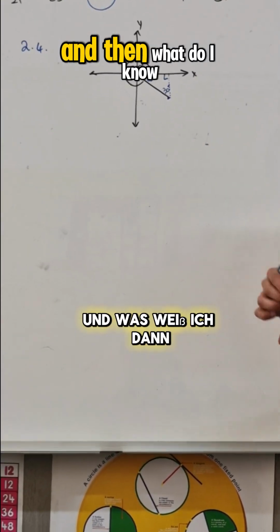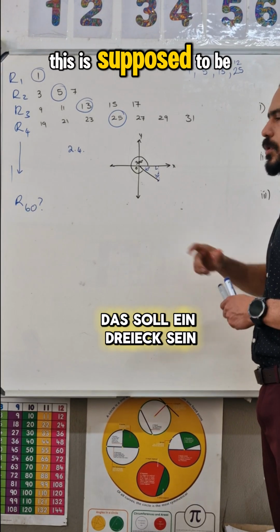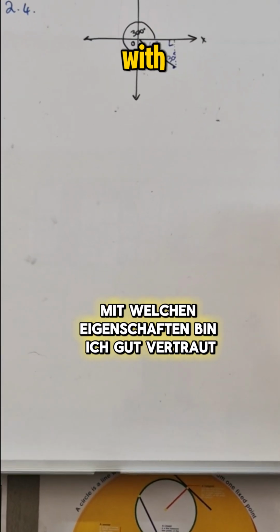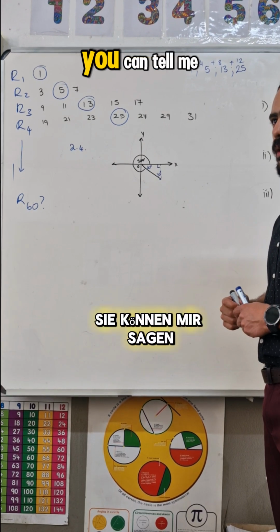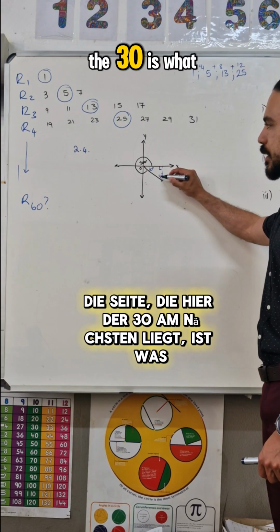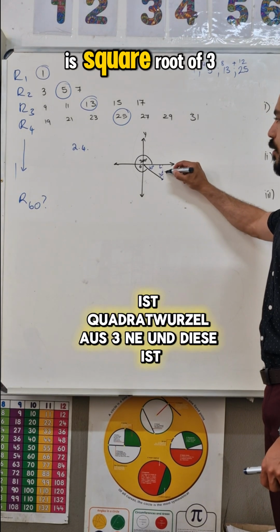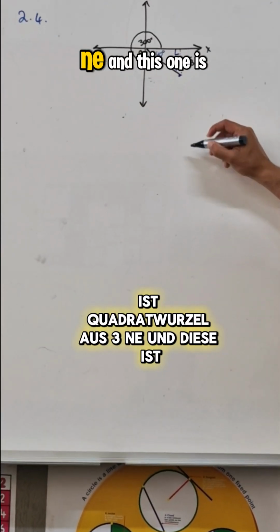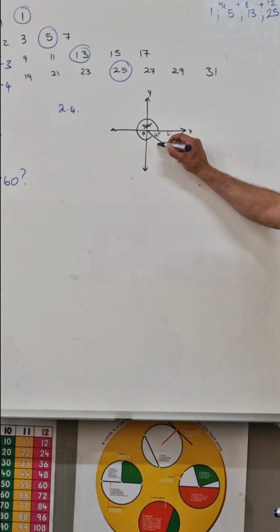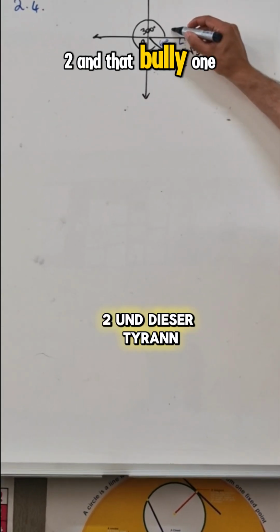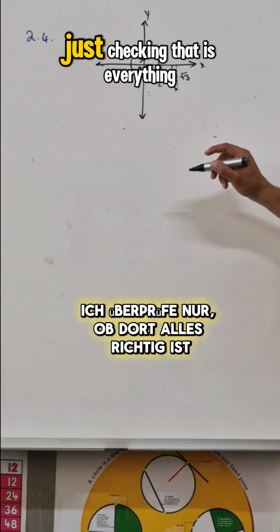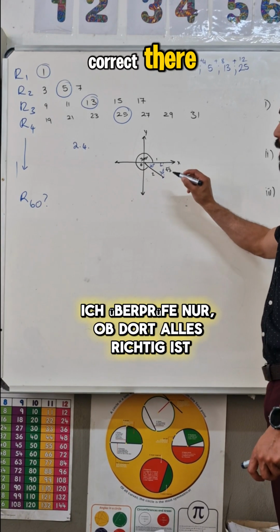And then, what do I know? This is supposed to be a triangle, whose properties I'm quite familiar with. So you can tell me, the side closest here to the 30 is what? It's square root of 3. No? And this one is 2, and that will be 1. Now you got it? Just check if that is everything correct there.